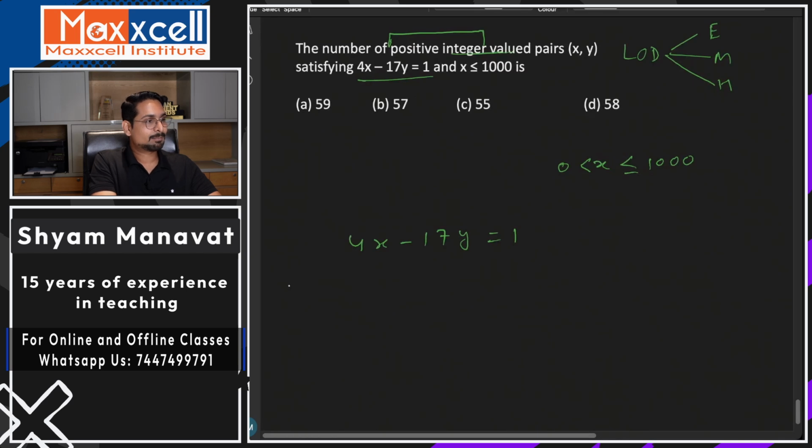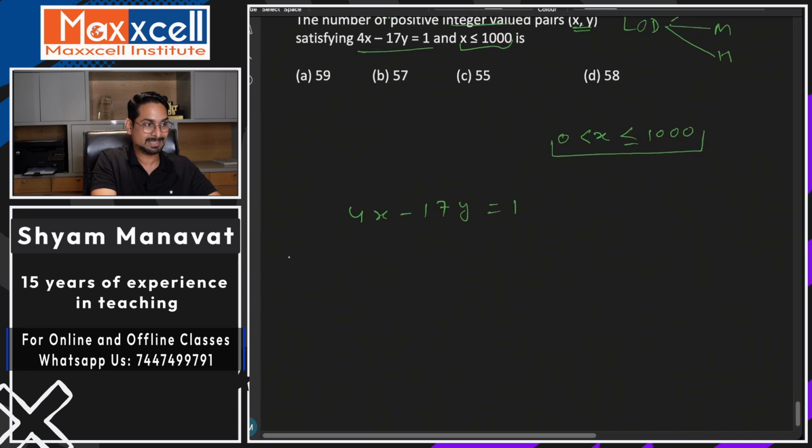The question here is the number of positive integer values. Here we need to have integer values of this. We got this equation, and the condition we have is for x. That means in that case we should get this equation as y in terms of x. See what I am trying to say? I will take minus 17y to the other side and 1 over here. So this gives me 17y equal to 4x minus 1. Clear?